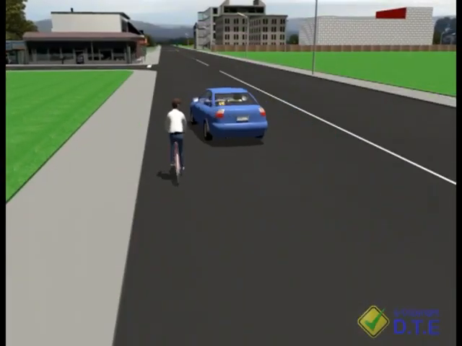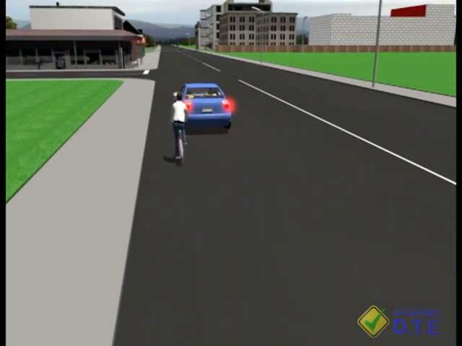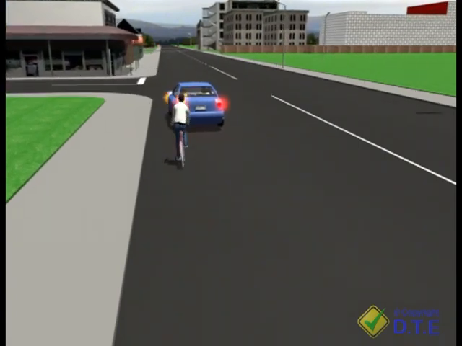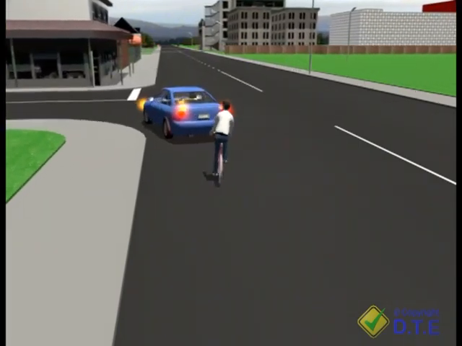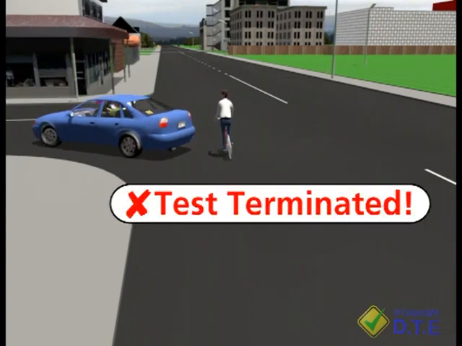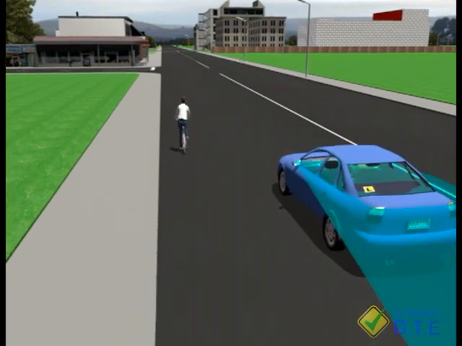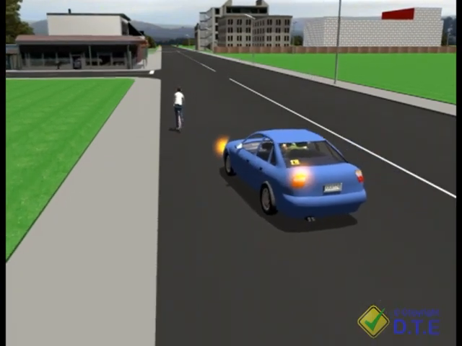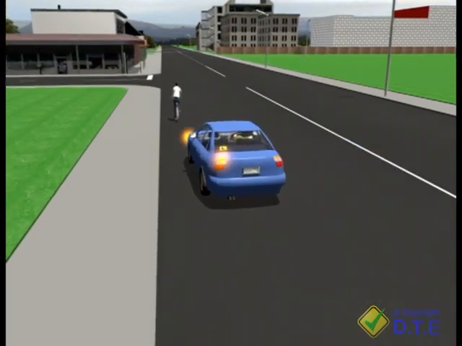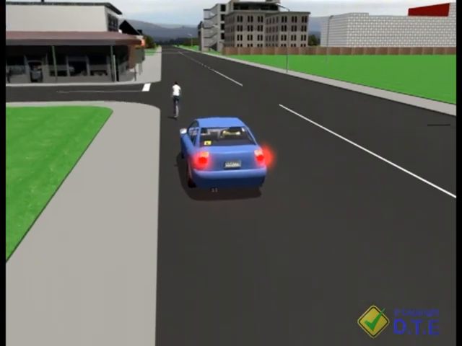The driver pulls in front of the cyclist and brakes for the turn. The cyclist swerves out to avoid him. Again, this is failing to give way, and so the test is terminated. Here's how it should look. Indicate, check mirrors, position the vehicle to the left before the turn, and remain behind the cyclist. Perfect maneuver.